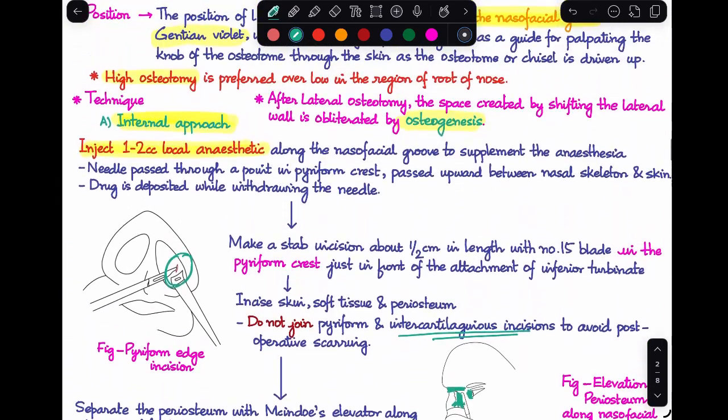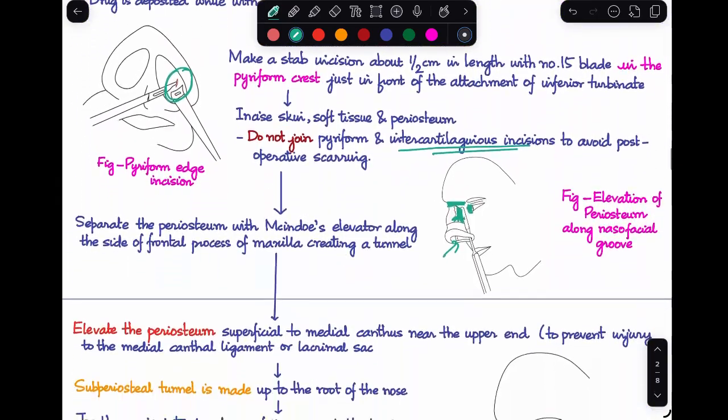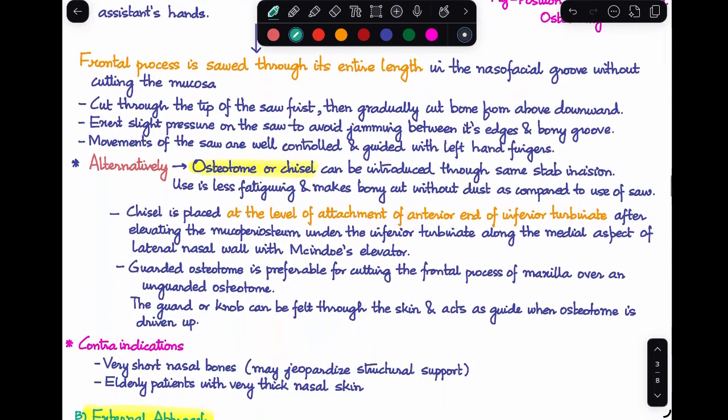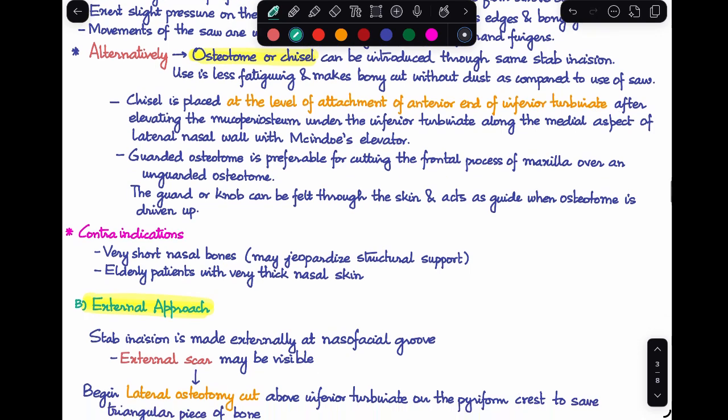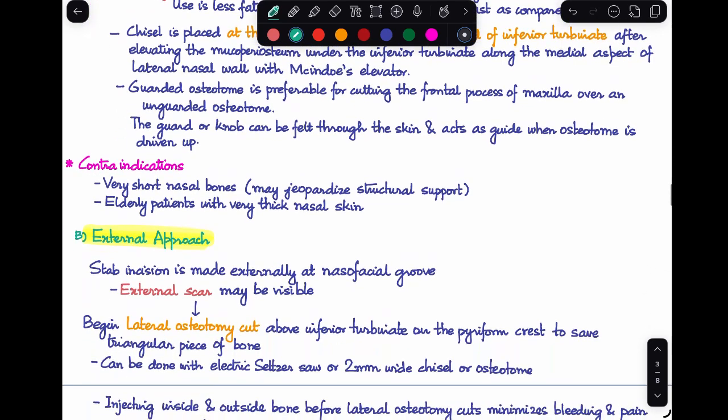So this is about the internal approach and how you make a cut from inside the nose. You can either use an osteotome, chisel, or a saw. Now, there are some contraindications to lateral osteotomy as well. If the nasal bones are very, very short, that can end up jeopardizing the structural support of the nose. So in these cases, we will not prefer to do a lateral osteotomy. Next, elderly patients with very thick nasal skin are also a contraindication for lateral osteotomy.